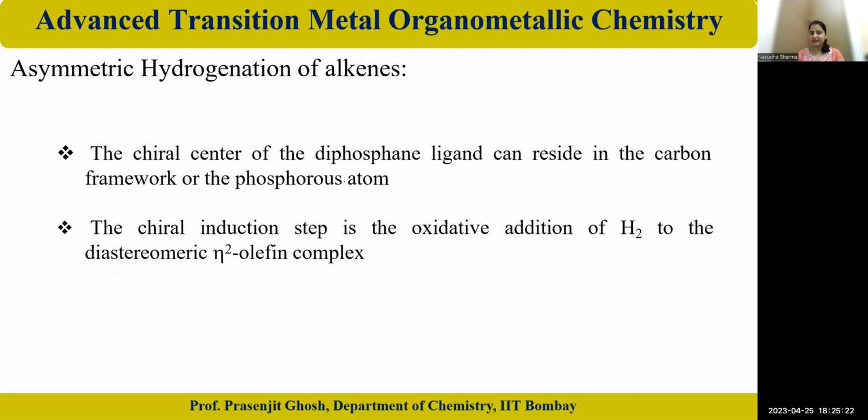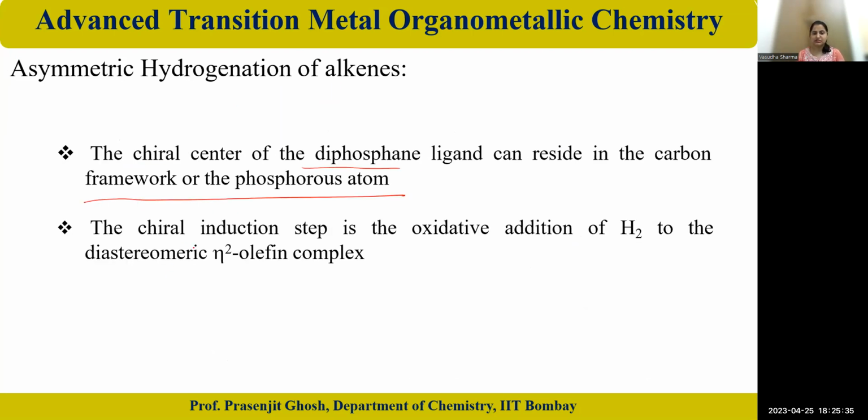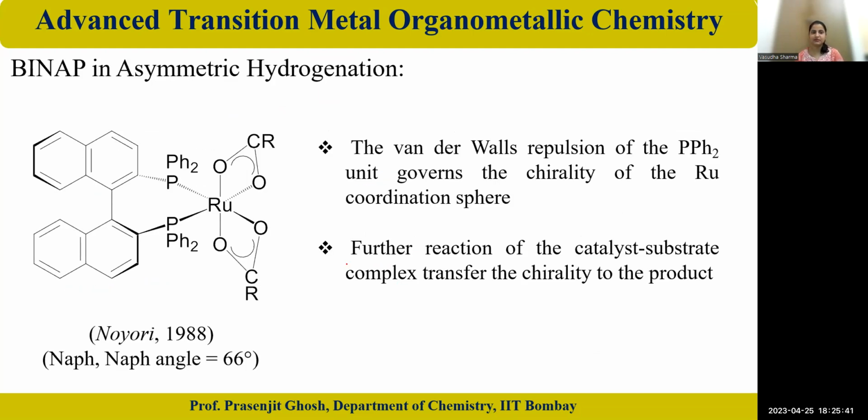The chiral center of the diphosphine ligand can reside in the carbon framework or the phosphorus framework. So here, as you can see, it can come on the carbon framework or it can go to phosphorus, which can bring the chirality. The chiral induction step is the oxidative addition of the H2 to the diastereomeric eta2 olefin complex.